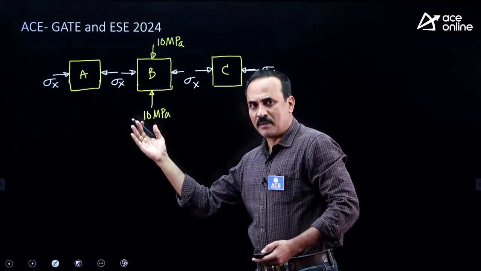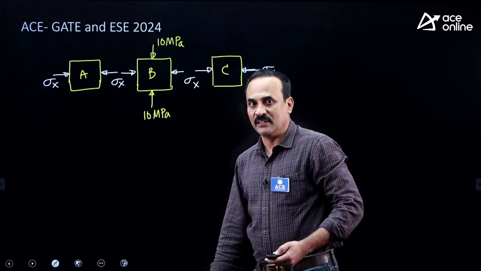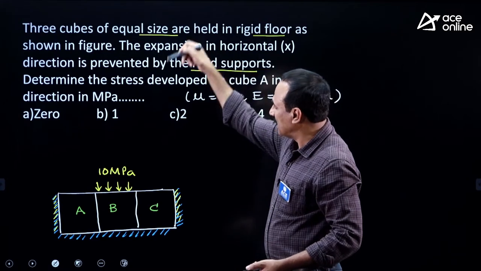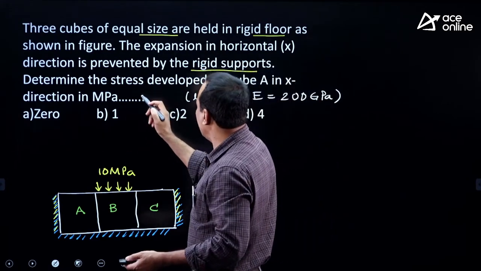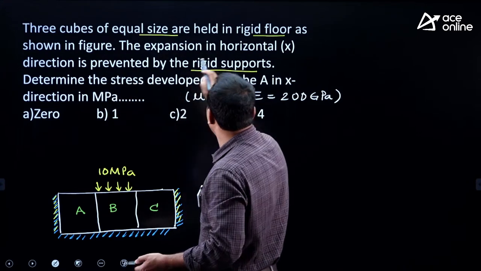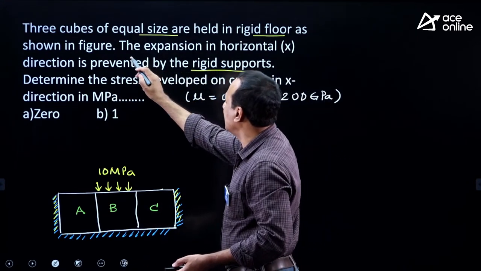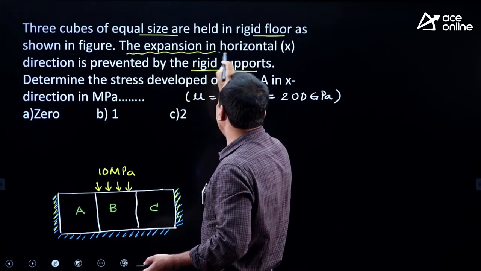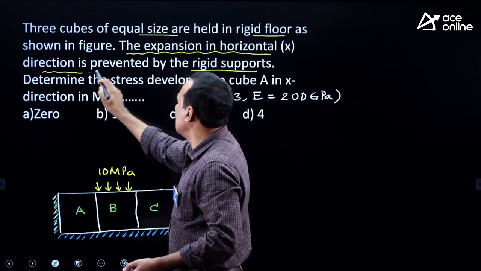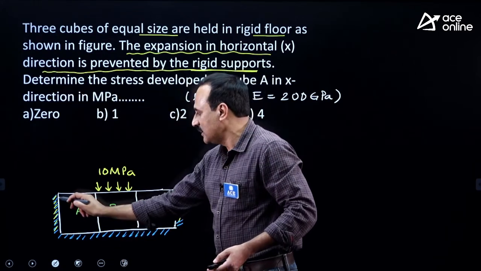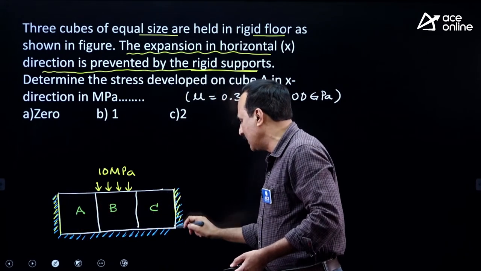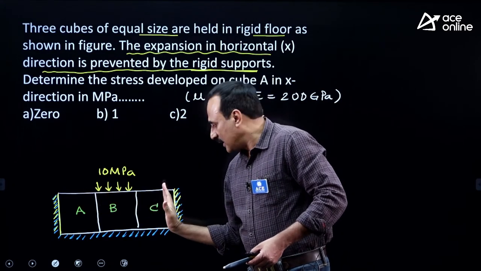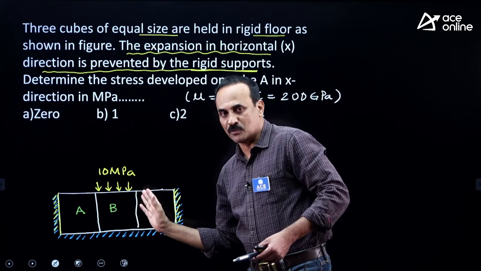And to find out sigma x, we require one compatibility condition. The compatibility condition will come from the description given in the question. You can see the critical sentence here, the required sentence. The expansion in horizontal x direction is prevented by the rigid supports. That means this support here is rigid, this support here is rigid. Say suppose cube size is small a, small a, small a. The distance between the two supports is 3 into small a.